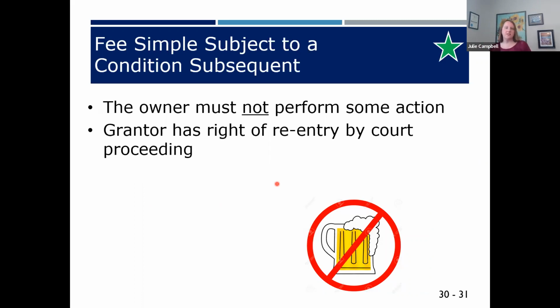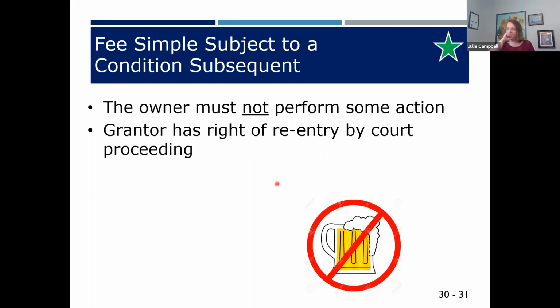And what this one says is that the owner cannot perform some action. You can do whatever you want to, but you cannot do this one thing. For example, there may be a restriction on the property that says no alcohol sales. You can do whatever you want to. But the moment you break the rules, the moment you serve one alcoholic beverage, you've broken the rules and you lose the property. The property is going to go back to the grantor.